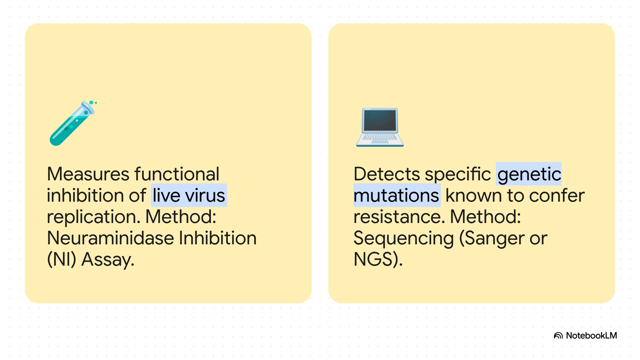And that brings us to susceptibility testing. We really need an integrated approach here. The genotypic assays are fast. They can quickly screen for known resistance mutations. But the phenotypic assays are the confirmation. So you can think of it this way. Genotyping tells you what the virus's genetic code says, but phenotyping tells you what the virus actually does. You really need both for the full picture.